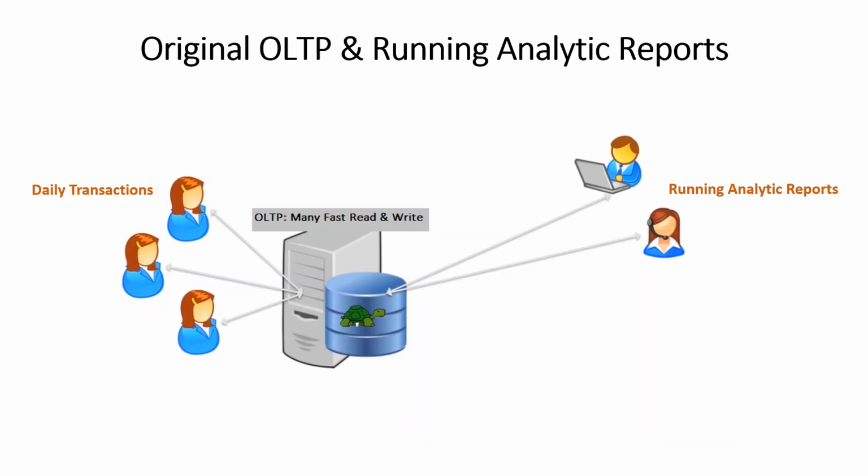The original OLTP was very slow because users with many daily transactions, including many fast reads and writes, would access the same database that other users running long analytical reports would access. That made it too slow for everyone.